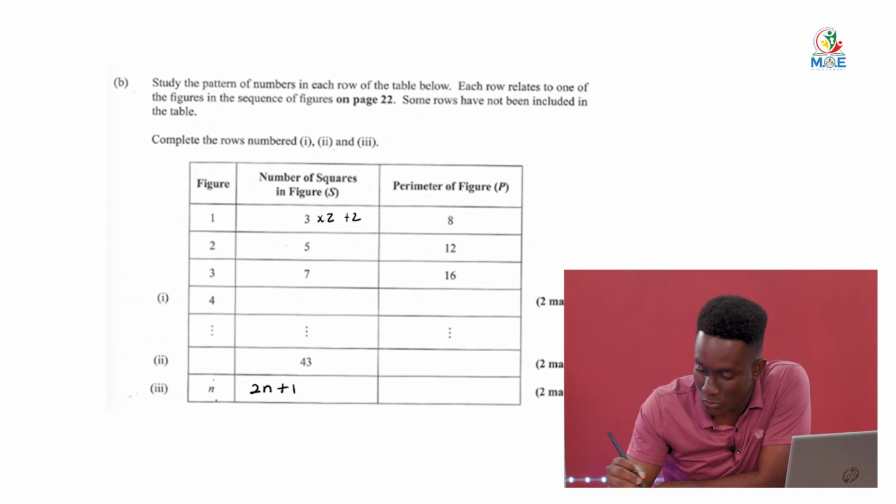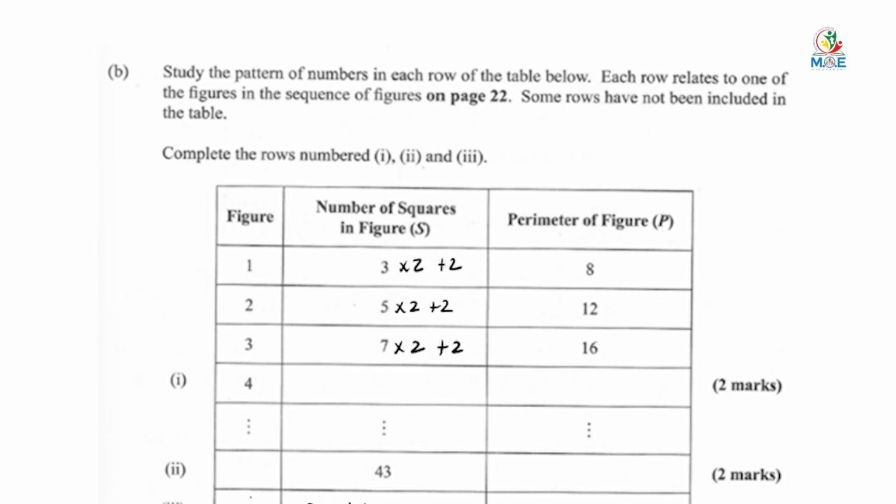So 3 times 2 plus 2. So let's try 5 times 2 will give me 10, plus 2 will give me 12. So that is working. So let's try 7 times 2 plus 2. That would give me 16. So we see that is the pattern there. We are multiplying whatever is here by 2, and then we're adding 2.